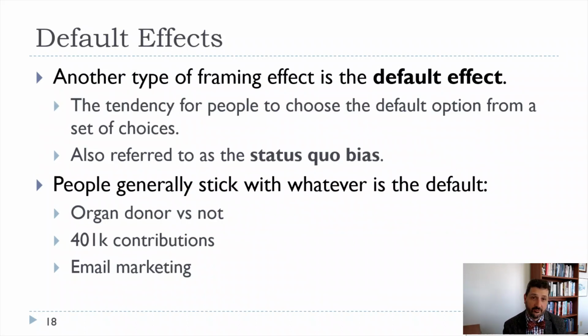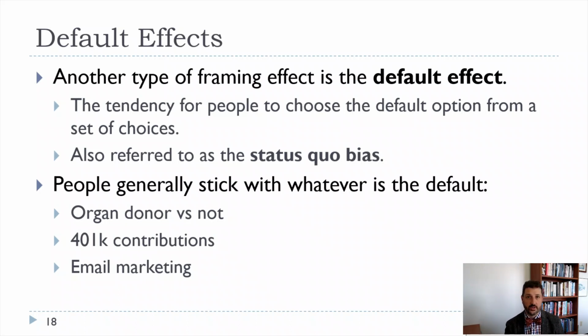Another example of framing is the default effect, right? And the default effect is basically that whatever is the default is what's often chosen, right? And so we call it status quo bias sometimes. So a couple of important examples here are whether or not people are organ donors automatically and they have to opt out, or whether or not they are not organ donors and they have to opt in. And you get big differences in how many organ donors you have depending on what is the default.